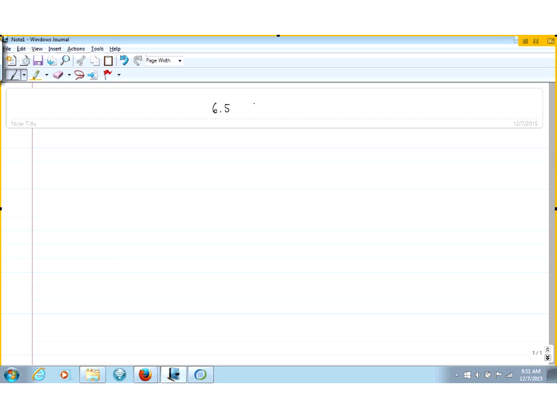So 6.5, complex rational expression. So this is an expression, not equation. So equation is 6.6.